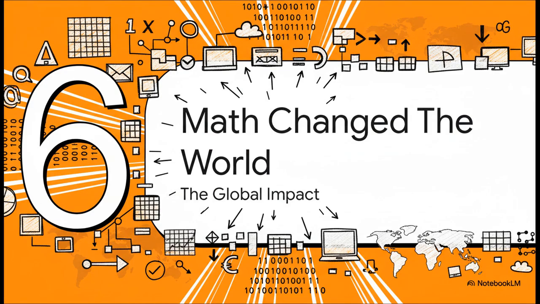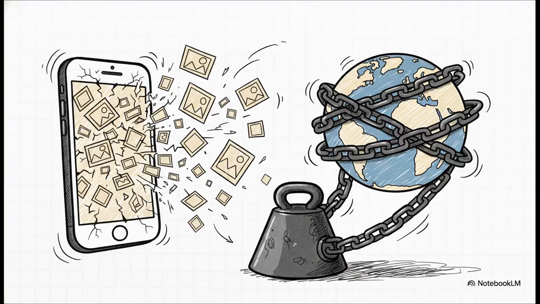Which brings us to our final section, part 6. Math that changed the world. Seriously, try to imagine our modern world without JPEG compression. It would be a total nightmare. The internet would be painfully slow, constantly bogged down trying to load massive files. The storage on your brand new phone would fill up instantly. And social media, it simply couldn't exist the way it does today.